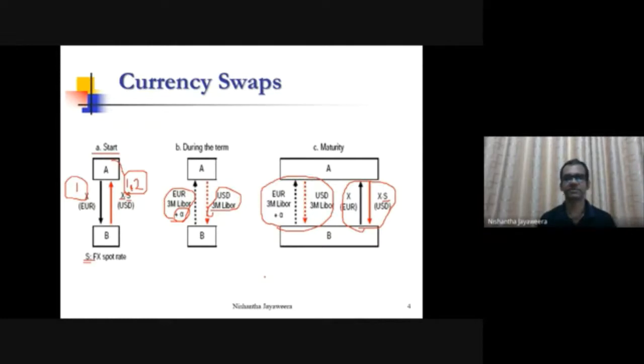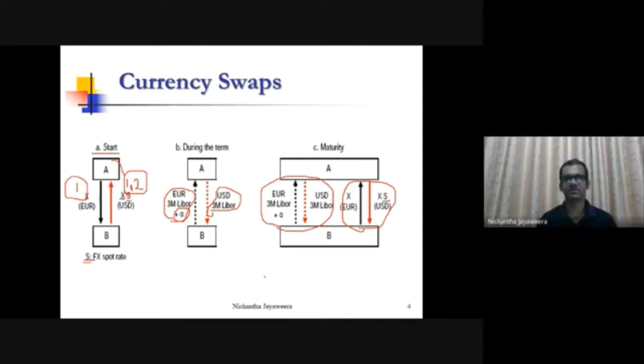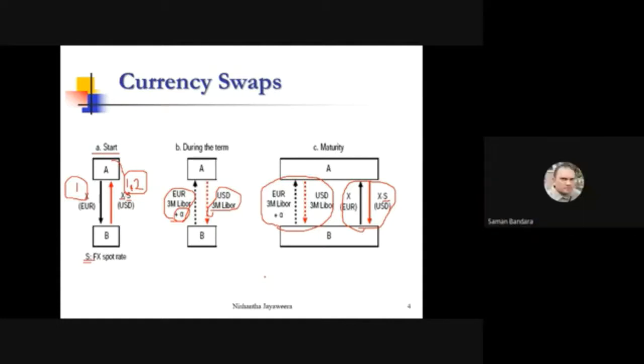Any question? Can you explain about the LKR to China swap? Which one? The government is going to have 1.5 billion Chinese yuan.